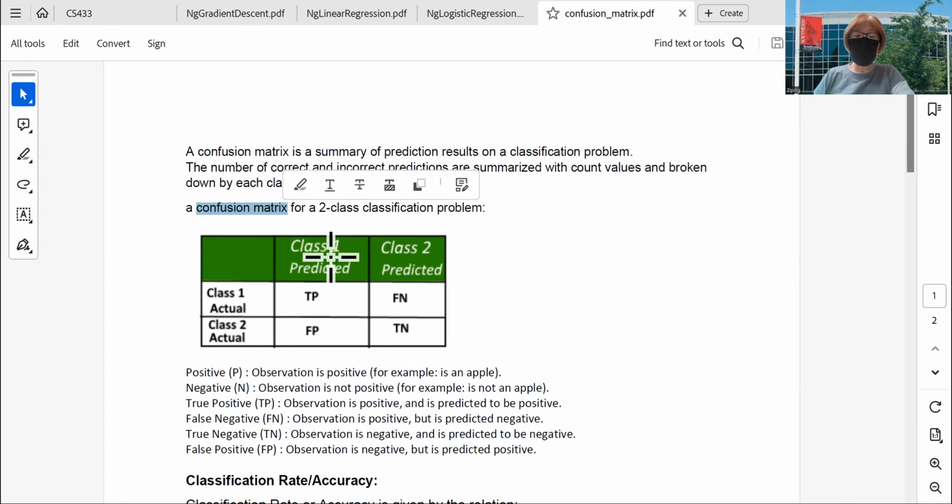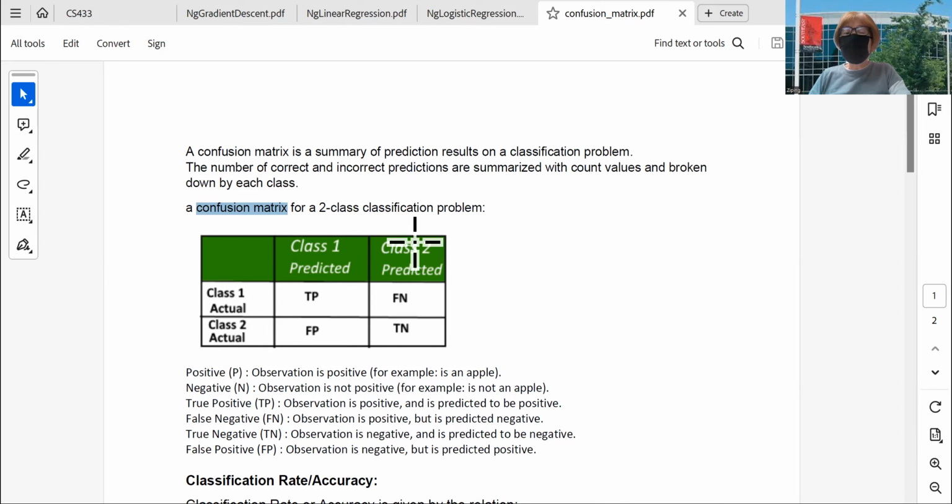So the confusion matrix is one of the measuring items for performance. Here it shows what a confusion matrix is. You have class 1 and class 2 actual values, and you also have predicted values. If your prediction is correct, this is a true positive if it's predicted as class 1. If it's predicted as class 2, then it's a false positive.